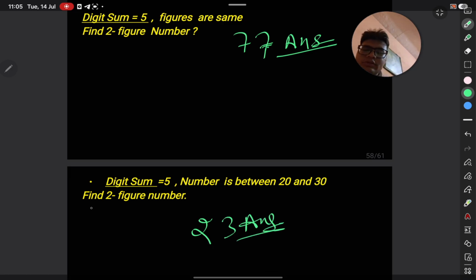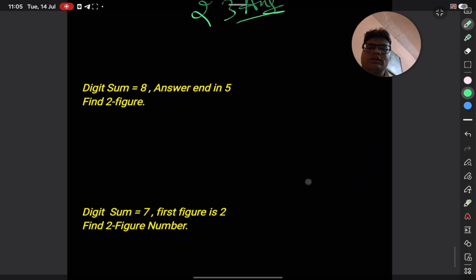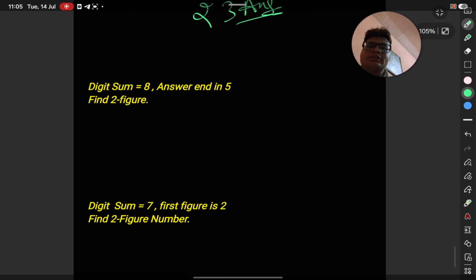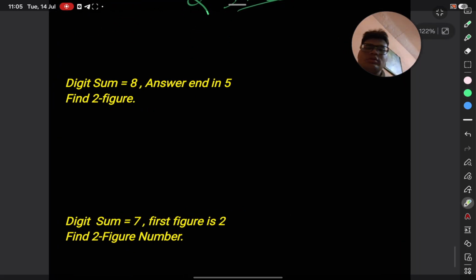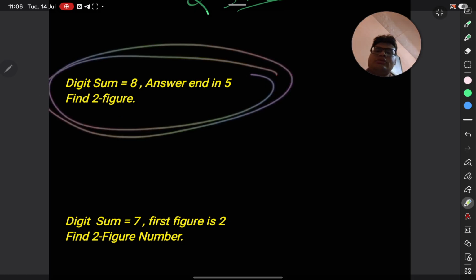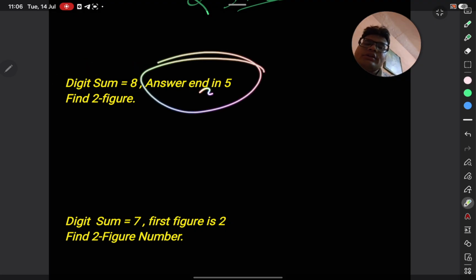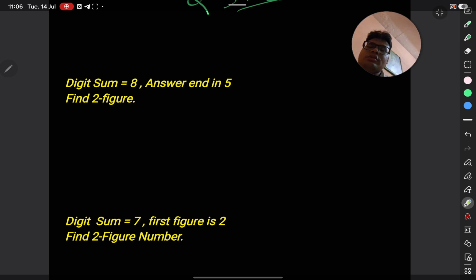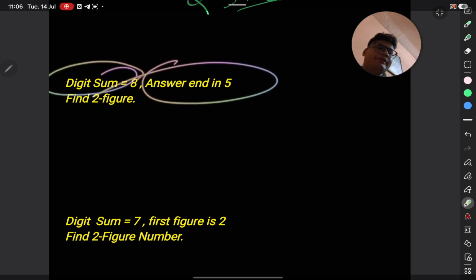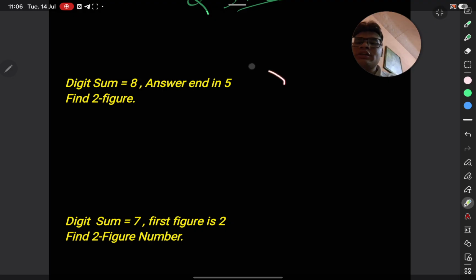Yes, so this is the two figure number which is required here to satisfy all the conditions given in the question. Then we have to move to the next question. Here the digit sum is 8, and the answer ends in 5. So these conditions are fixed, and we have to choose the number which satisfies these conditions.